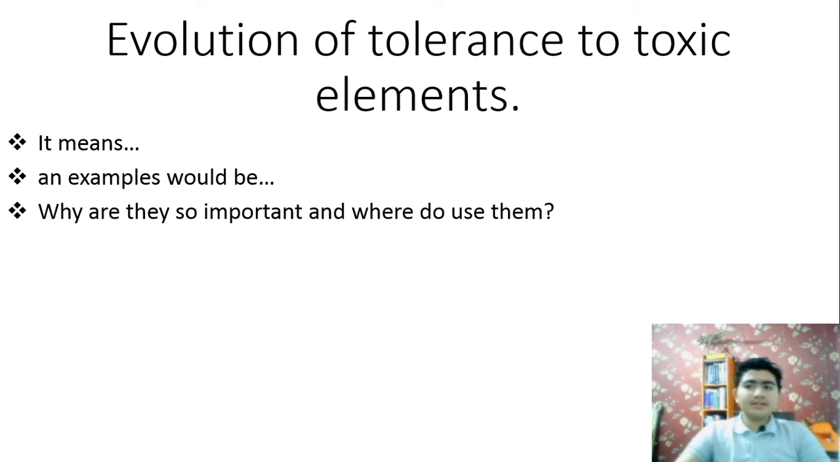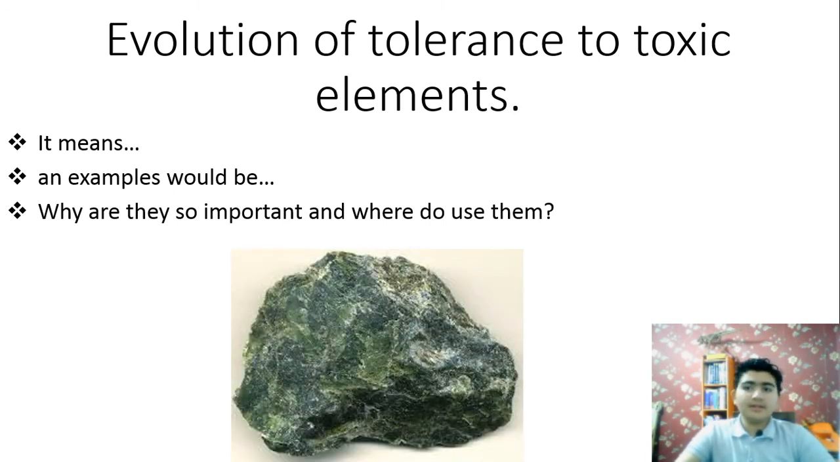Presumably, variants of ancestral non-serpentine species arose that could survive in serpentine soils. This picture is a serpentine rock, which is broken down and makes serpentine soil. Subsequently, natural selection resulted in the distinctive array of species we see in these areas today.